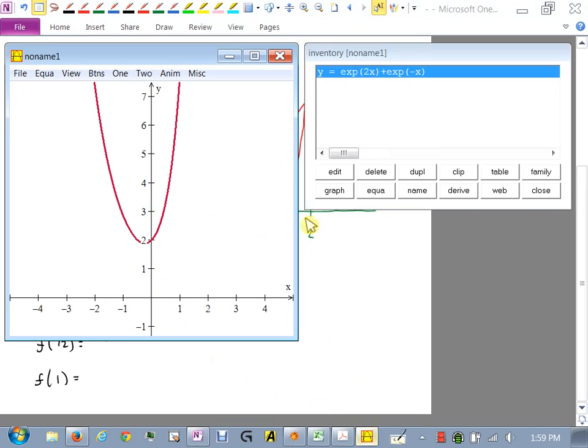Okay? Now, the original was 2x cubed minus 3x squared, right? I guess I should.